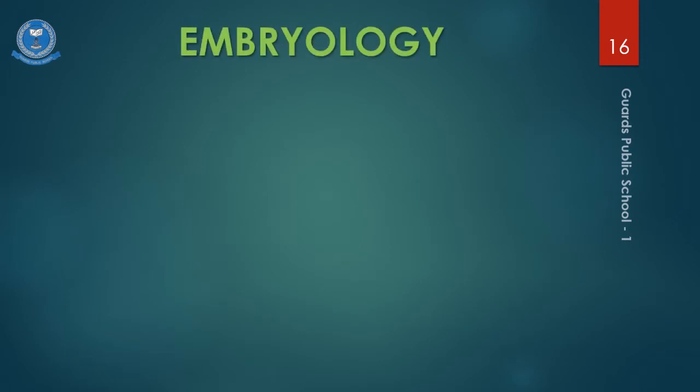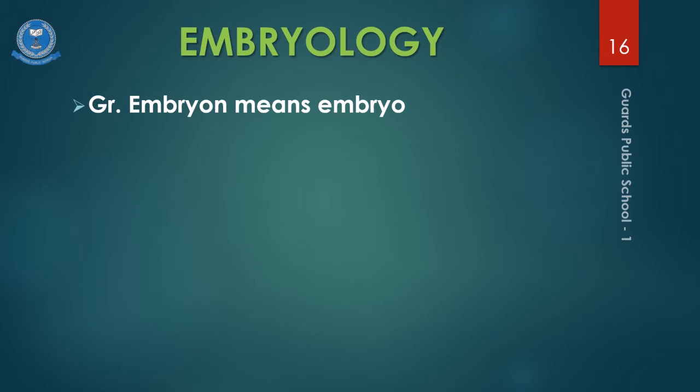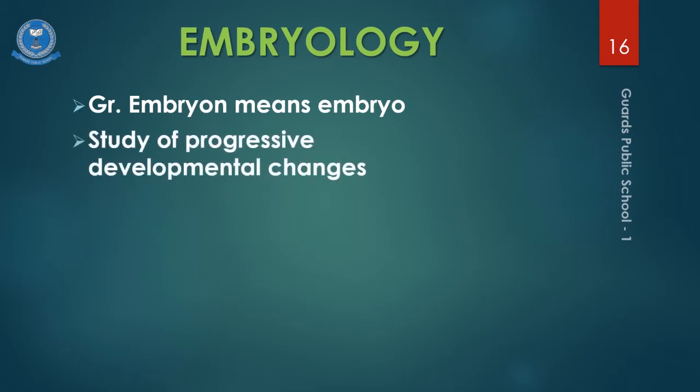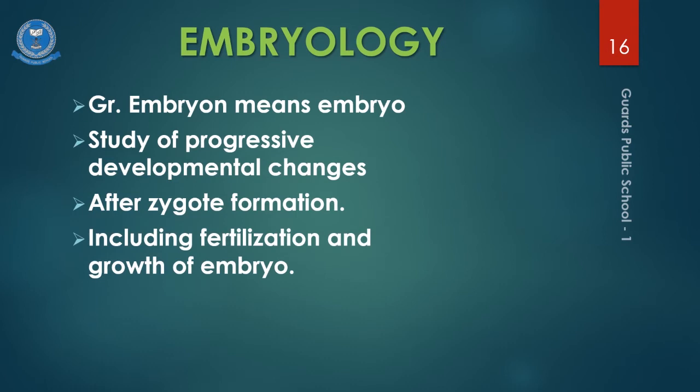Embryology. In Greek, it is embryon, which means embryo. Students, it is the study of progressive developmental changes which occur after zygote formation up to when an organism is formed. Embryology is defined as the branch of biology and medicine that studies embryos and how they develop. The study of how human embryos develop from fertilization to birth is an example of embryology.